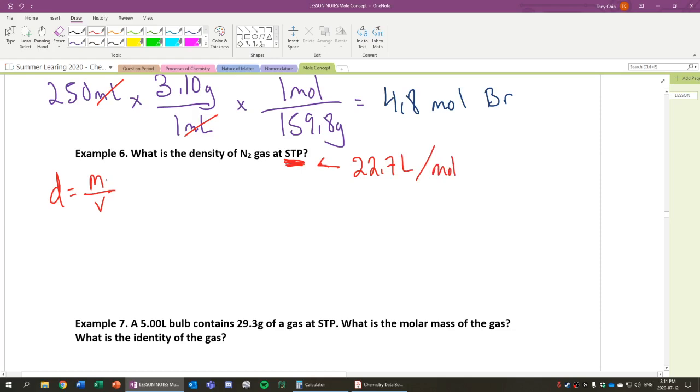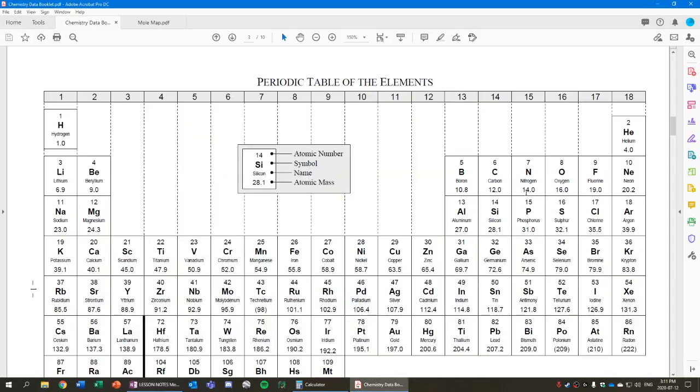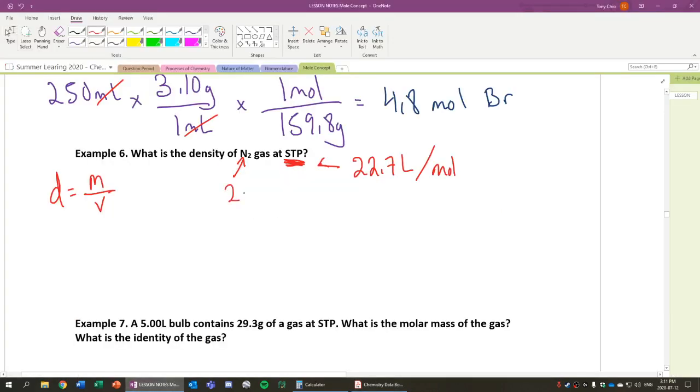Okay, where can we get mass then? Well, we know that nitrogen has a molar mass, which in this case is going to be 14 times 2, because it's N2. It's going to be 28 grams per mole. Okay, so what can we do? Well, we can actually take the mass and divide it by its volume. And by doing that, let's see what happens. So we have 28.0 grams over mole, and we divide by this value.